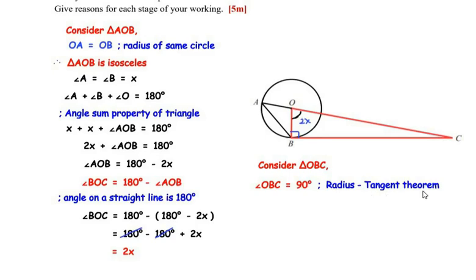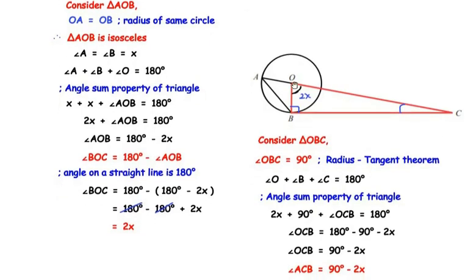So here we have written, consider the triangle OBC and angle OBC will be equal to 90 degrees, that is by radius tangent theorem. Now here, since we need to find out the angle ACB, this angle, it is equivalent to finding angle OCB because AOC is a straight line. So in this triangle, let us use angle sum property of the triangle to get angle C. So here we get angle O plus angle B plus angle C is equal to 180, that is by angle sum property of triangle. Angle O, that is BOC, we had got it as 2x. So 2x plus angle OBC, we have got it as 90, plus angle OCB is equal to 180 degree.